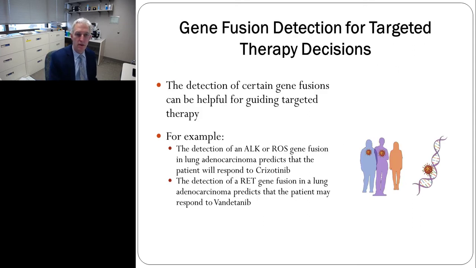The other clinical utility of RNA-seq for fusion detection is detecting gene fusions that can help guide targeted therapy decisions. The best example here is for lung cancer. About 5% of lung adenocarcinomas have a fusion involving either the ALK oncogene, the ROS oncogene, or the RET oncogene. And the value of picking up these gene fusions is that, for instance, if you had an ALK or a ROS gene fusion, that would predict the patient would respond to a drug known as crizotinib or similar drugs. If the tumor had a RET gene fusion, it would predict that the patient would respond to a drug known as vandetanib.